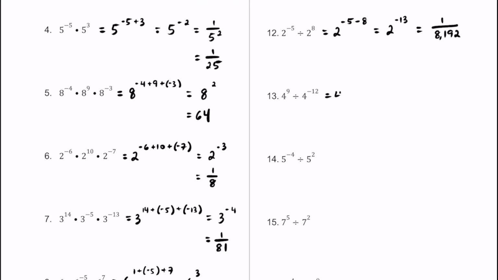For number 13, it looks like we have another division problem, another quotient. We have the same base of 4, which is nice. So we can use this property. So we have 4 to the 9th power. We're going to take away the second exponent, so it's 9 minus a negative 12. So again, we can subtract these exponents because they have the same bases, and we are finding the quotient. Now 9 minus negative 12 is the same thing as 9 plus 12. So this is going to be 4 to the 21st power.